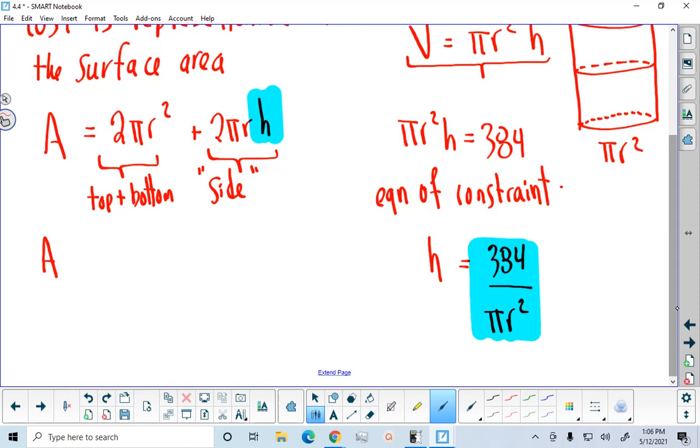Now I have the surface area of the can, which is representative of the cost, is 2 pi r squared, plus 2 pi r times h, which is 384 over pi r squared. Of course, you want to simplify always before you differentiate. Just checking my substitution, it looks fine.